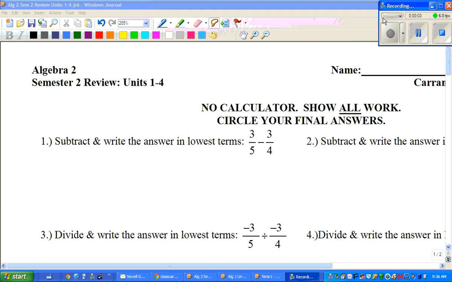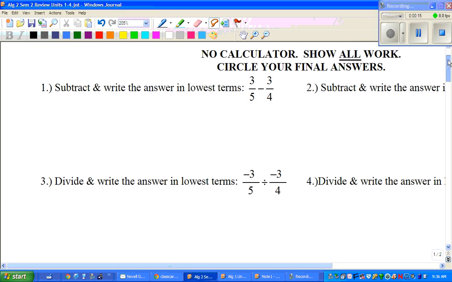Guys, this is Mr. Grice for Algebra 2, Semester 2 Review, Units 1 through 4. Remember, this is no calculator. Show all your work and circle your final answers. Just like in class, I will just be going over the odds. So if you need help on the evens, you need to come in for extra help and see Ms. Carranza or myself on your own time.